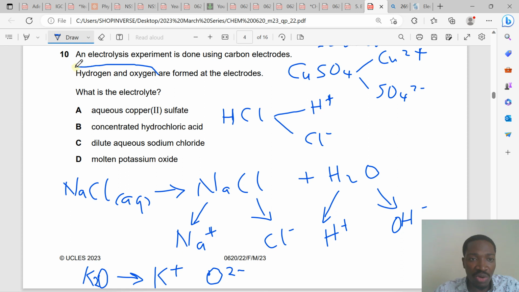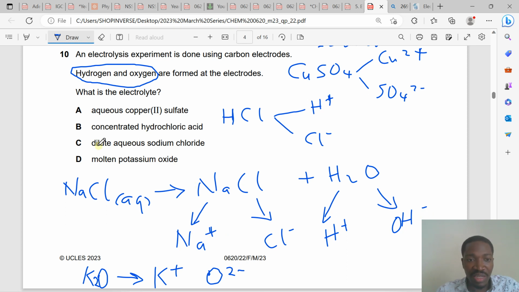So which one will cause the formation of hydrogen and oxygen? In this case, we don't have hydrogen and oxygen here, so it definitely can't be this one. Here, only hydrogen and chlorine are produced, so it definitely can't be this one. In this case, only potassium and oxygen, so it can't be this. But in this case, we have all of these, okay? Then we consider the position of each of these ions on the electrochemical series.